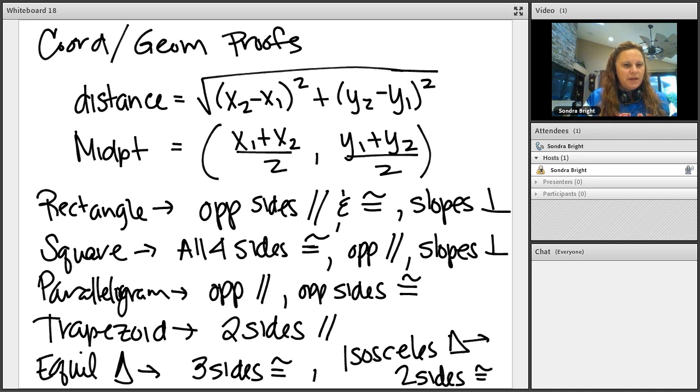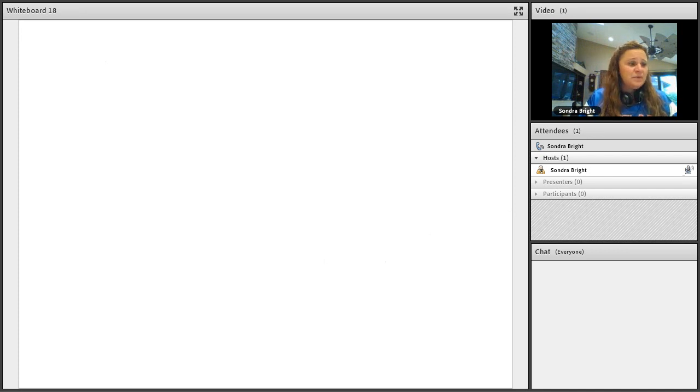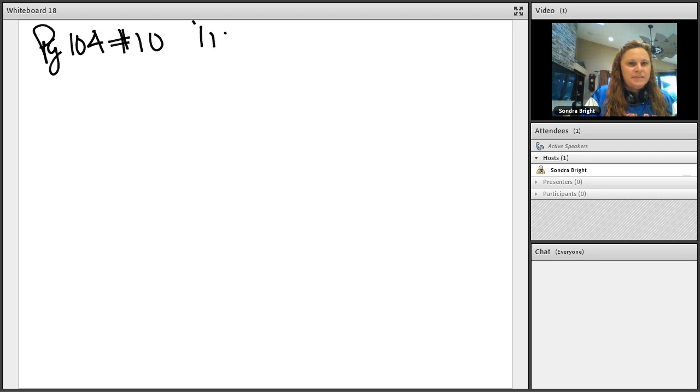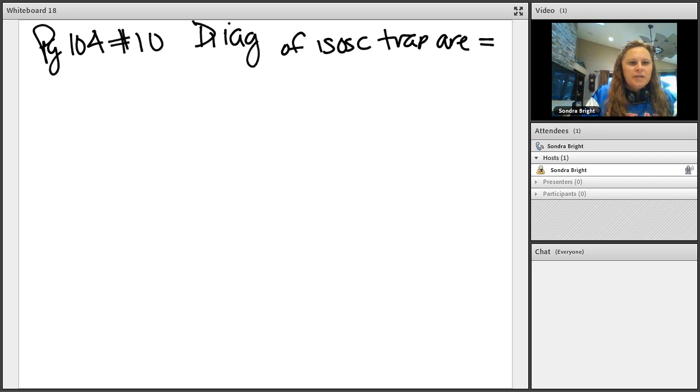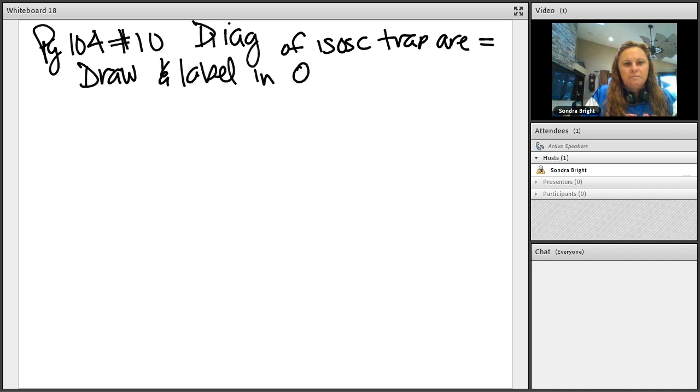Let's see here. Okay, so I'll do an example. Doesn't mean that this is the one that's on there. Just trying to give you an example of what to do. Page 104, number 10. If I want to prove the diagonals of an isosceles trapezoid are equal. We're going to also tell you, no matter what shape it is, to draw and label your figure in quadrant 1.